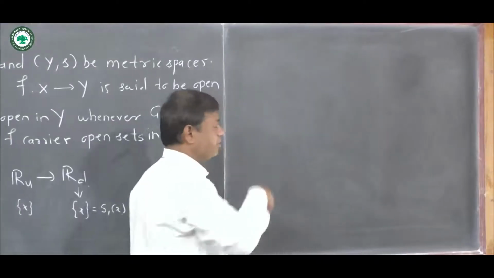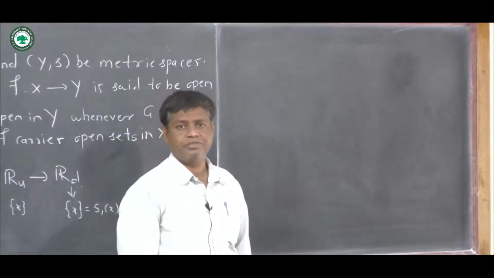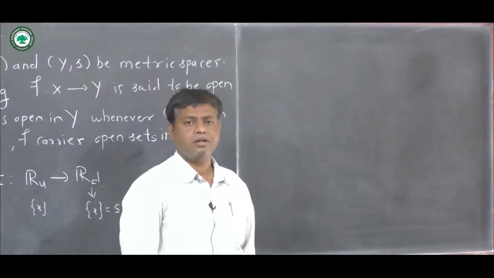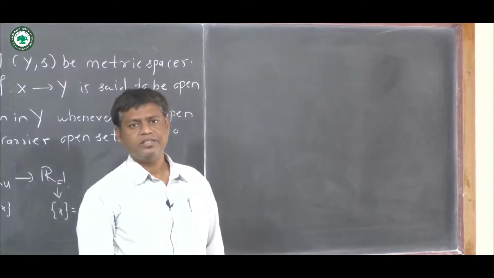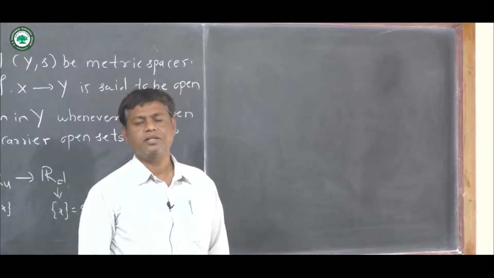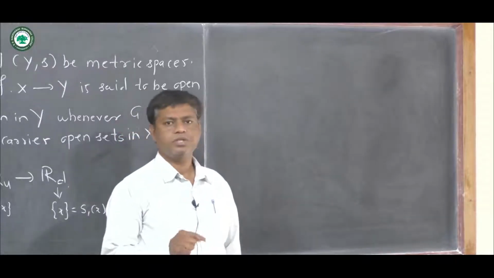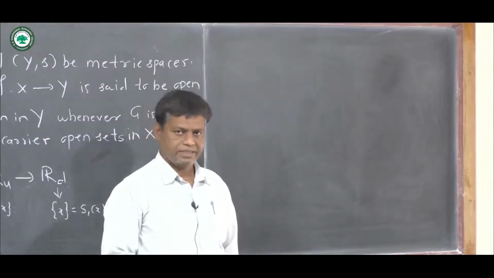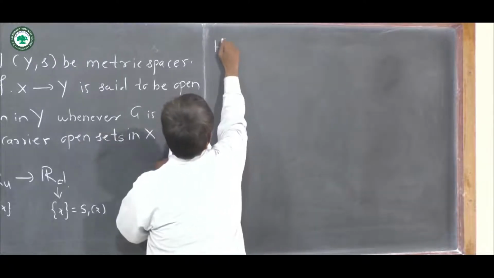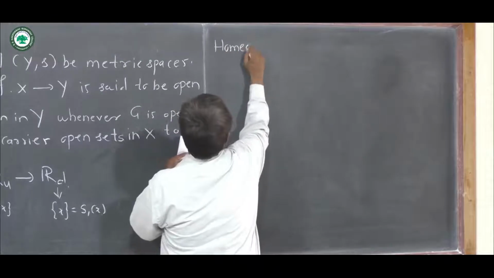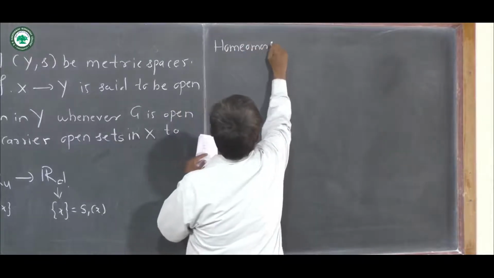Actually a homeomorphism is also a function, or a map, which is bijective, which is continuous, and its inverse is also continuous. Since f is bijective, we can say that its inverse exists. So now we are going to see the definition of homeomorphism.